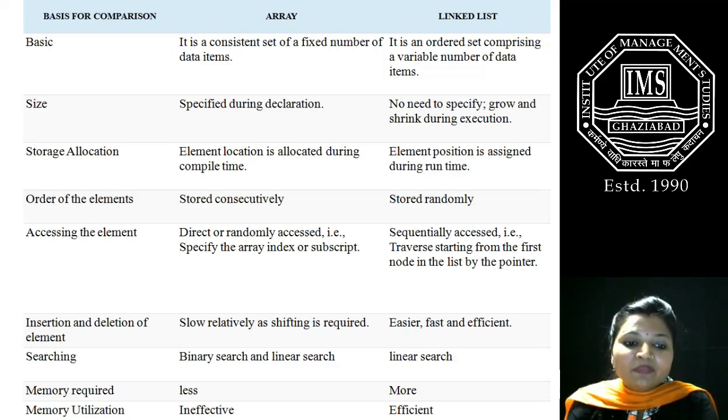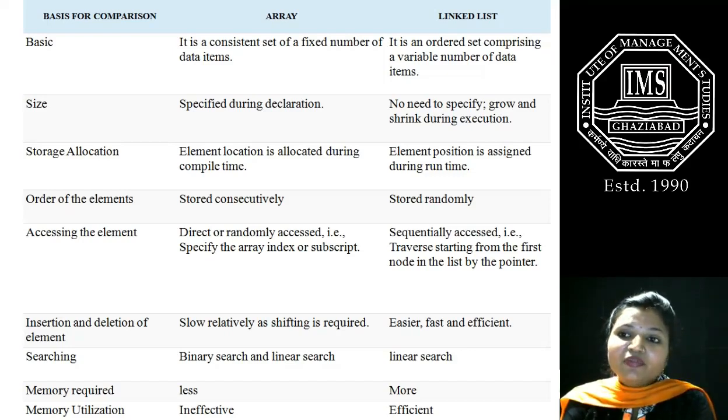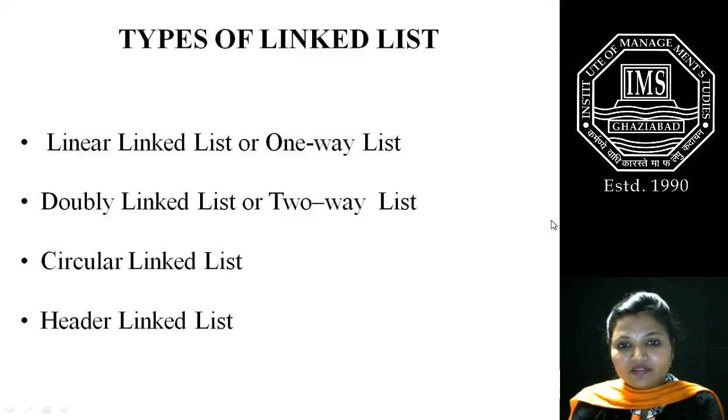In array, less memory is required, whereas in linked list more memory is required, since in linked list we are storing the element and the address of the next element, so more space is required. Whereas memory utilization in array is ineffective. Sometimes we declare an array of 100 elements, but we use only 10 elements in that array, whereas in linked list we allocate only as much memory as we want, so memory utilization is efficient in linked list.